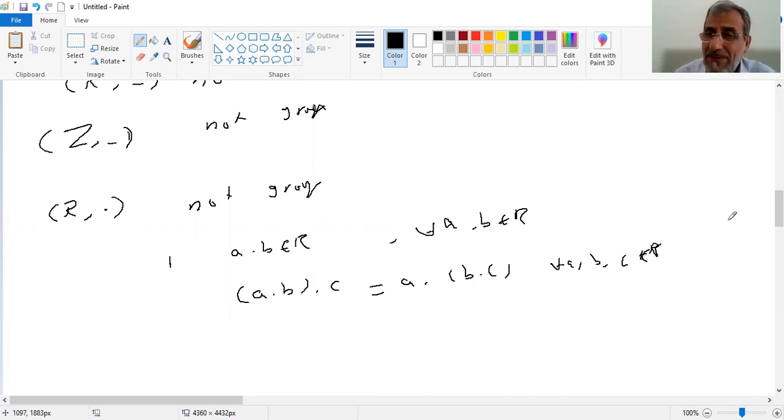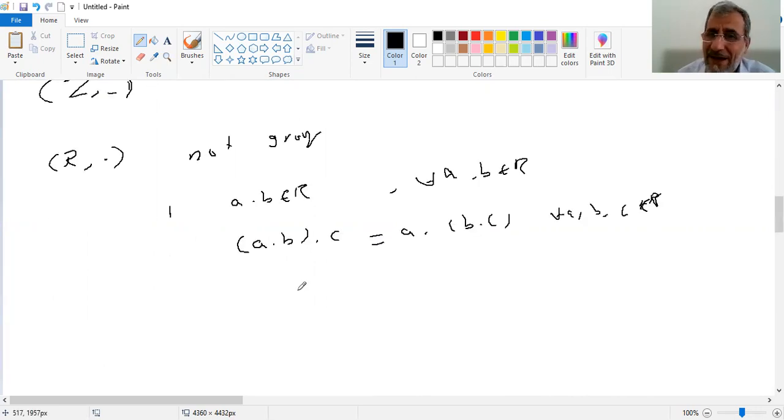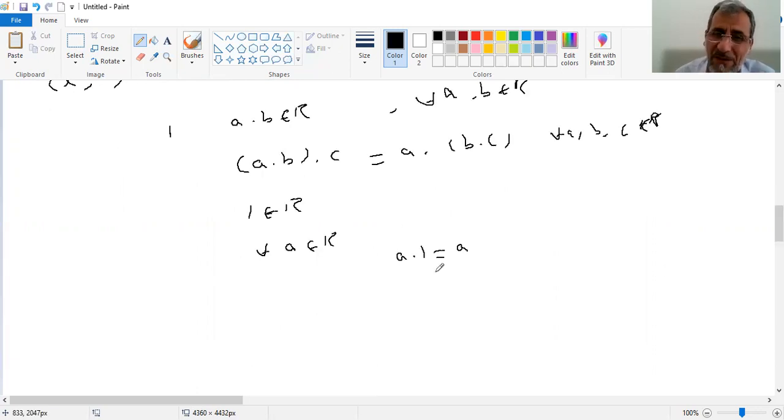But what about the identity? We have one identity, 1. This is in R. And for all A in R, any real number, A times 1 is A, the same: 5 times 1 is 5, 7 times 1 is 7, half times 1 is half. So the identity is 1.